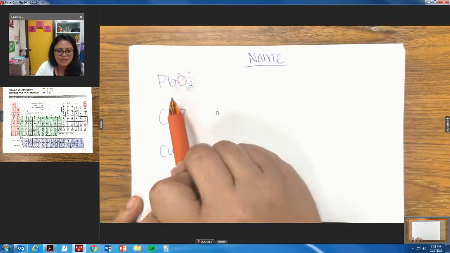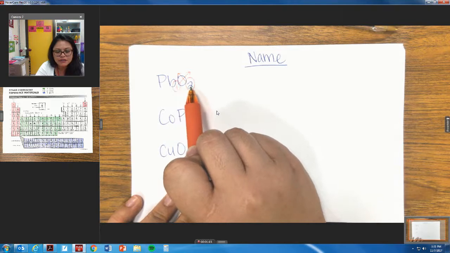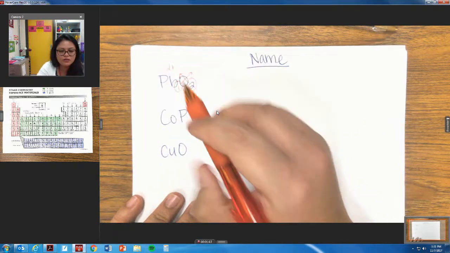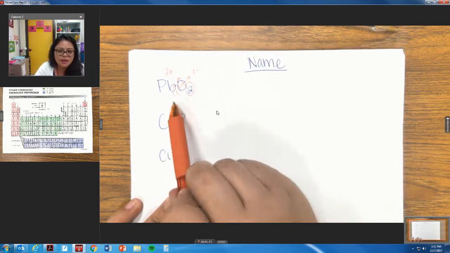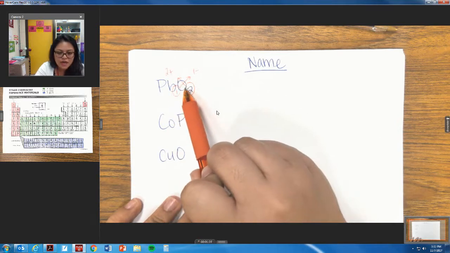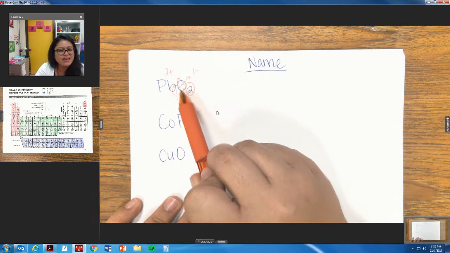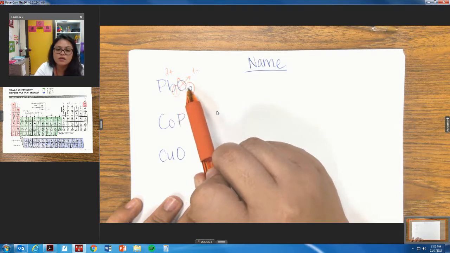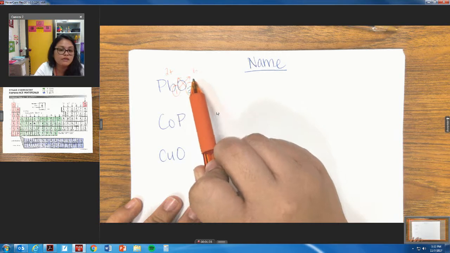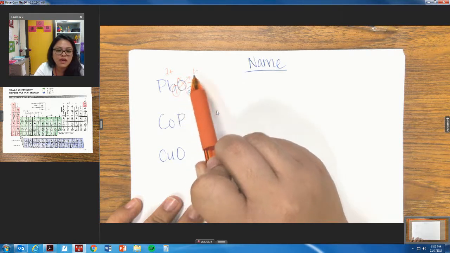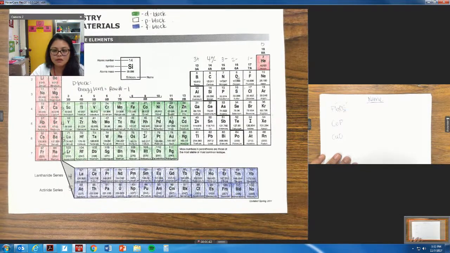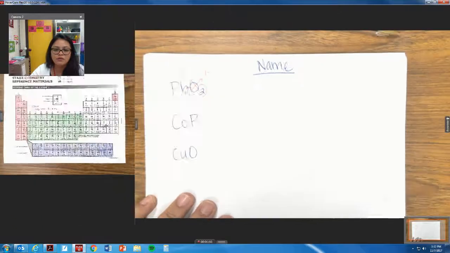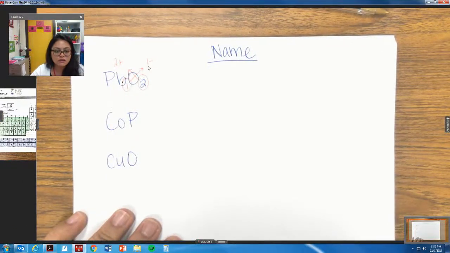Okay, so Pb is now going to have a charge of +2, and then oxygen is going to have a charge of -1. But you have to make sure that your anion is correct, because our anions never change. Our nonmetals are always going to have the same charge. So does oxygen really have a -1 charge? Well, let's take a look at our periodic table. Oxygen has a -2 charge. So we know that our charges are actually not correct here.